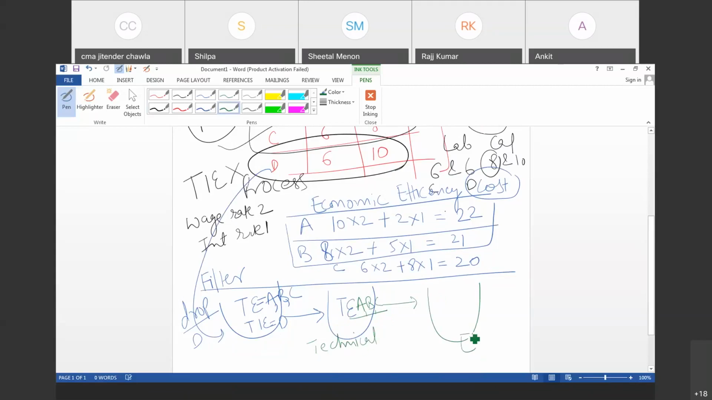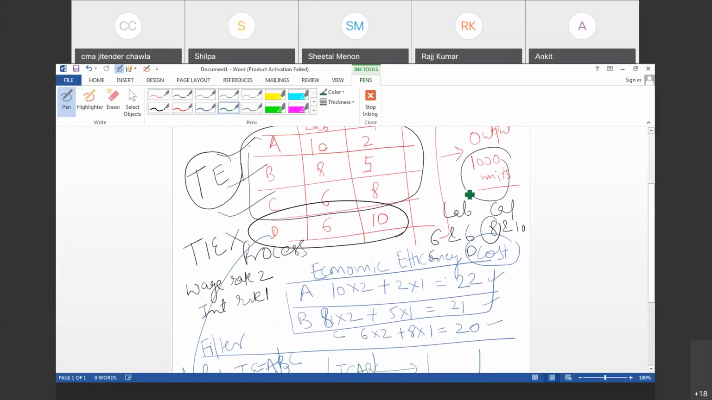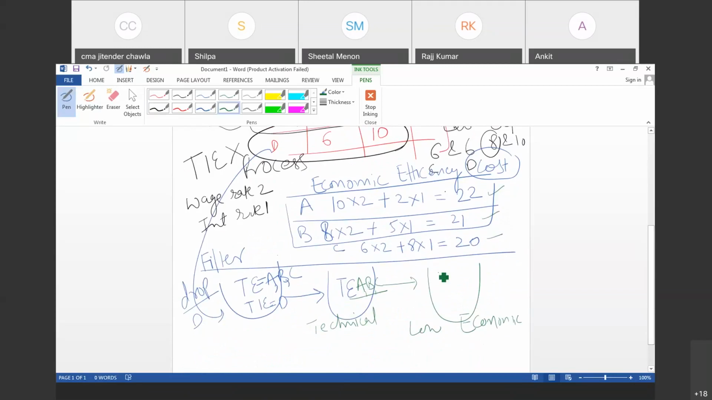But I want to consider that my cost of production should be economic. It should be lowest, which is giving me 22, 21, or 20. All three processes produce the same output, 1000 units. But A costs 22, B costs 21, C costs 20. So out of this, the last filter will go in favor of C because it is economically efficient.